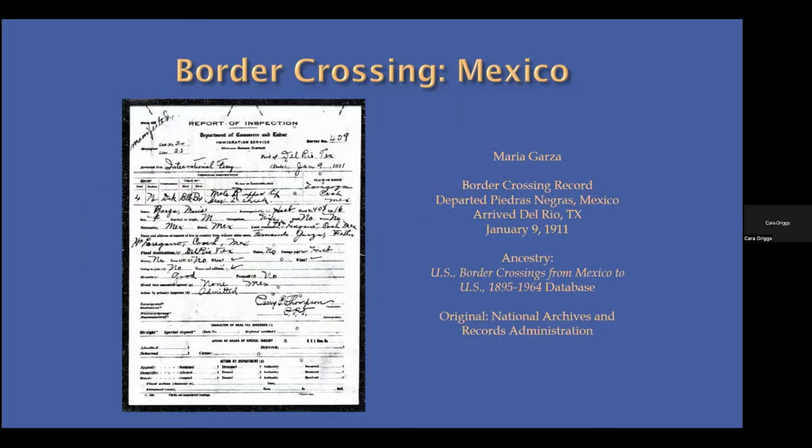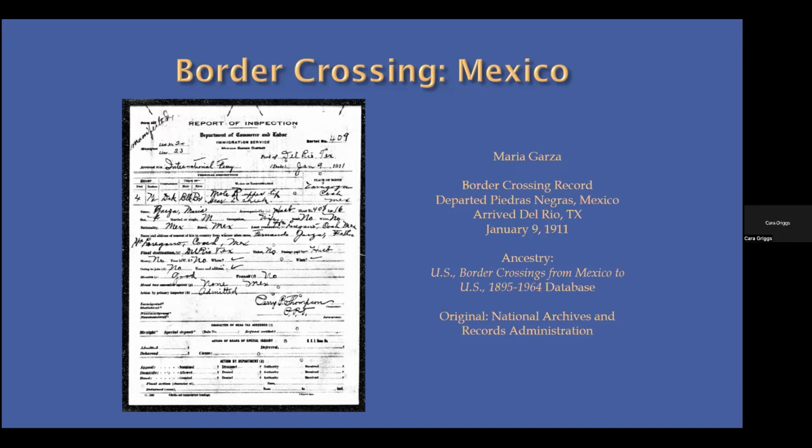Border crossing records from Mexico are different in that everyone has their own form, and that those who wish to become US citizens have records that are different from those who do not. And these records don't start until 1903. Maria Garza came to Del Rio, Texas via the international ferry on January 9th, 1911. A physical description is included.